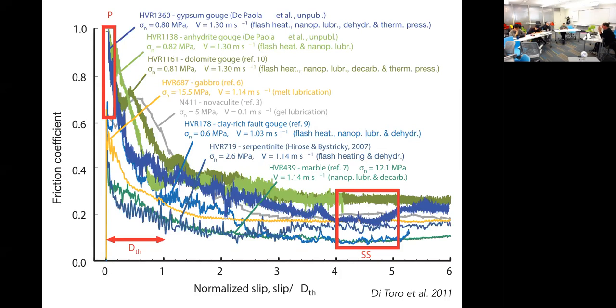Now we're going to talk briefly about the deformation mechanisms that occur only at very high slip rates. These are the dynamic weakening mechanisms. And first I'm going to explain why we shouldn't even need to talk about this, and that is because of this plot, a compilation published by Di Toro et al. in Nature in 2011, where each color represents a different rock.